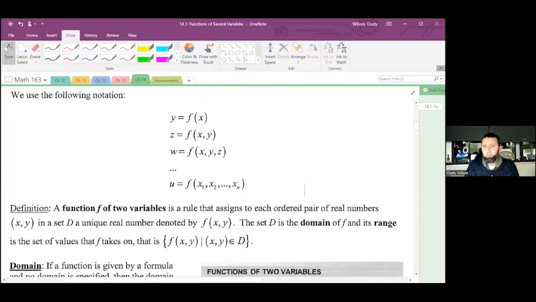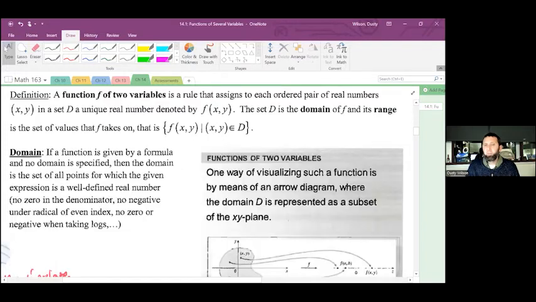y equals f of x gives us functions of one variable, the variable x. z equals f of x, y would give us z as a function of two variables, x and y. w is equal to f of x, y, z would be a function of three independent variables, x, y, and z. We could continue on in this manner all the way to u, or whatever letter seems to float your boat. In this case, u equals f of x1, x2, ..., xn. Here, there are n independent variables, x1 through xn. Most of our time is going to be spent on functions of two variables.